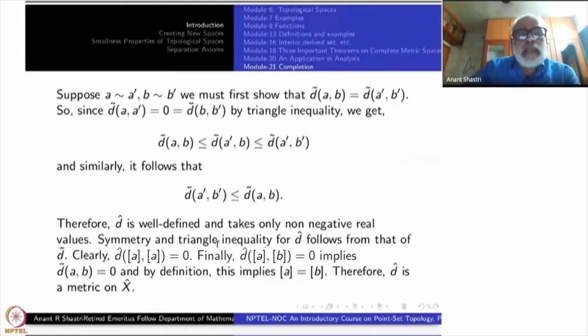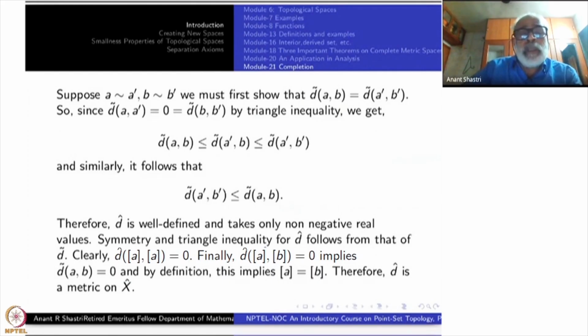Therefore, d hat is well defined and takes only non-negative real values. Why? Because d twiddle has that property. Now, d twiddle is symmetric also. It satisfies triangle inequality also. Therefore, d hat will also satisfy triangle inequality in that one.